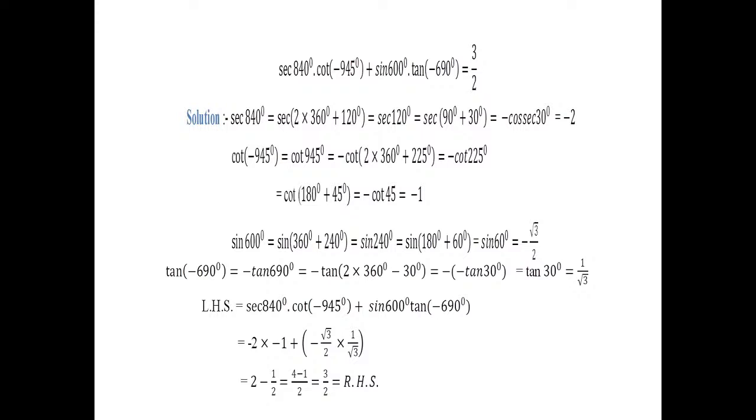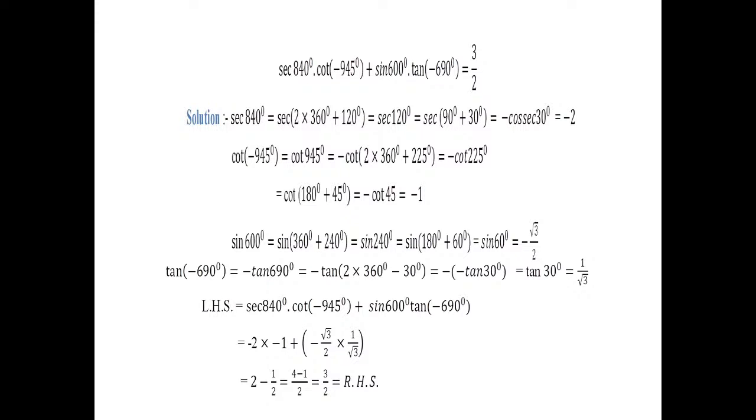Similarly, sin 600 degree. Sin 600 degree is sin of 360 plus 240, so sin 240, that is 180 plus 60. 180 plus 60 lies in the third quadrant, and in the third quadrant sin is negative. So here it is minus sin 60 degree, which is equal to minus √3/2.